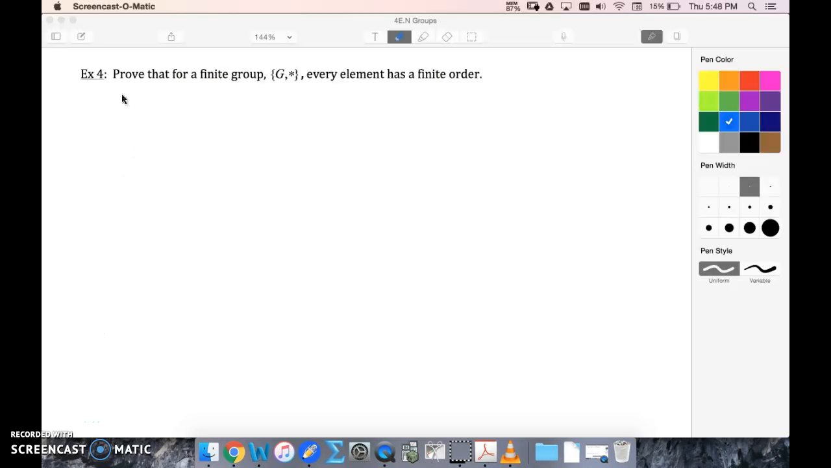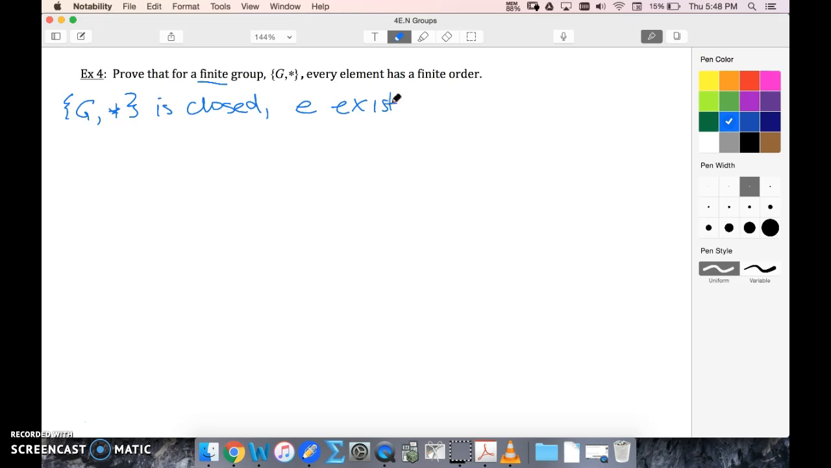Right, so we're trying to prove here that for a finite group, every element has a finite order. So let's start with what we know about a finite group. We know that a finite group, G star, is going to be closed. We know that the identity element exists, as does the inverse. For a element of G, a inverse exists. And we also know that it has the property of associativity.